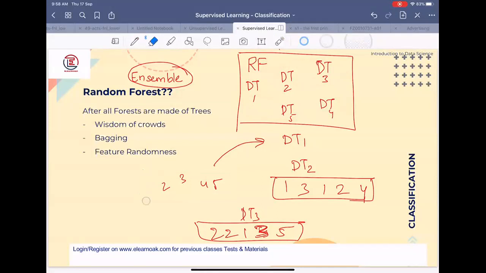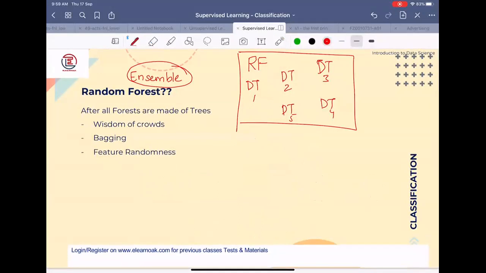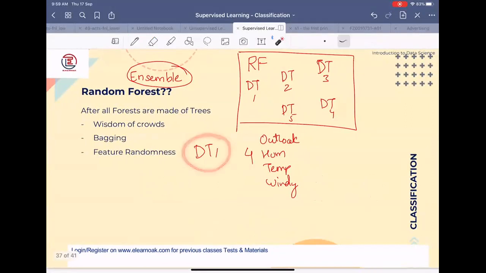The other method that we can use for randomness is called feature randomness. What does feature randomness say? Let's say we are making decision tree 1. I have 4 features to play with. I have outlook, humidity, temperature, and windy. Let's say in the first phase, I say to this decision tree that I do not allow the usage of humidity. For the first decision, I cannot consider humidity as a factor. I can only choose between outlook, temperature, and windy.